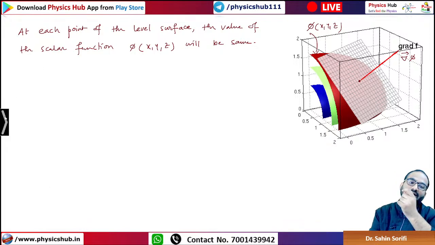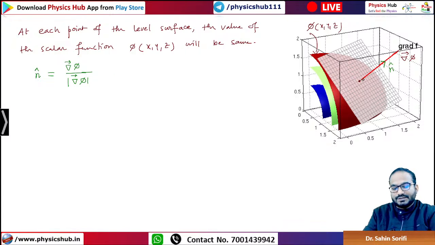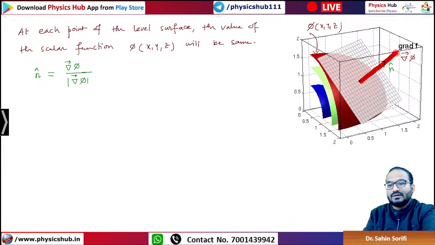Now if you want to find out the unit vector along this direction, unit vector along the perpendicular direction, how do you express it? You already know it. The vector divided by its magnitude. So that will give you the unit vector along the perpendicular direction. See, this is the unit vector along the perpendicular direction.